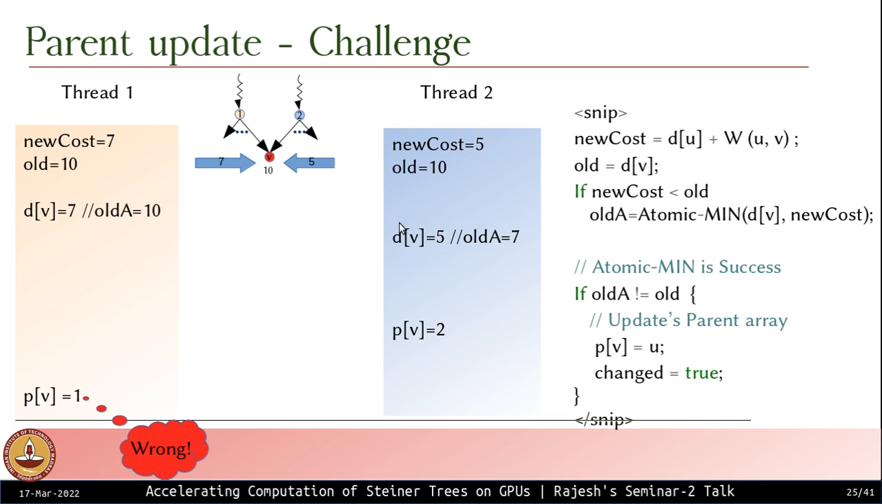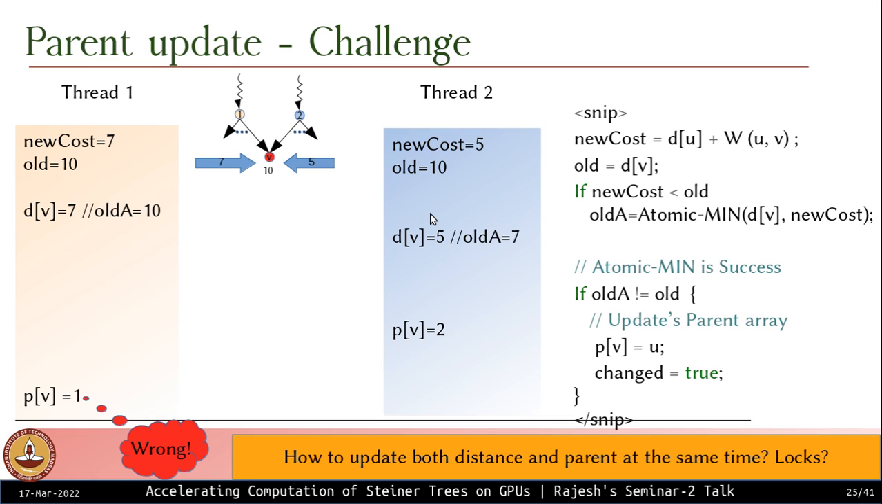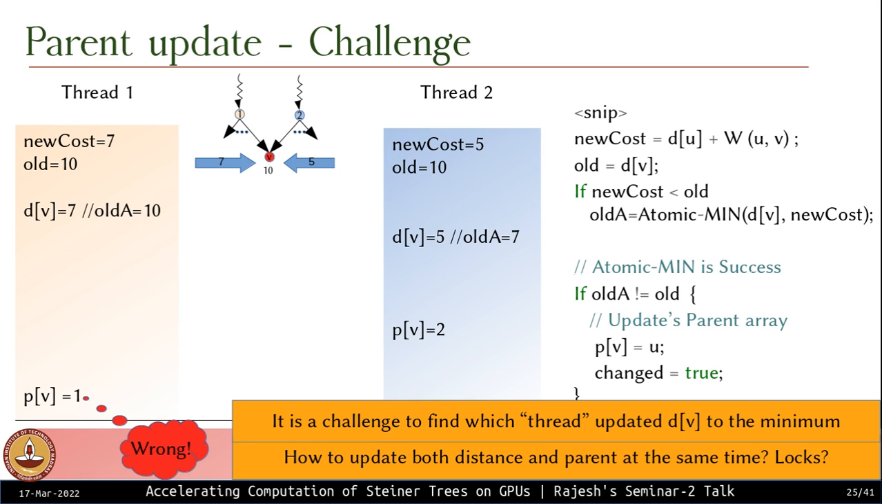Although the distance information has been set to 5 correctly, the parent is wrong. So how do we update both the distance and the parent information at the same time? One way to get around this is using locks, but using locks is a costly operation on a GPU.